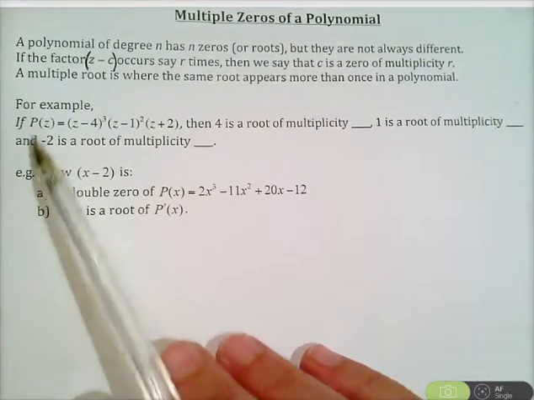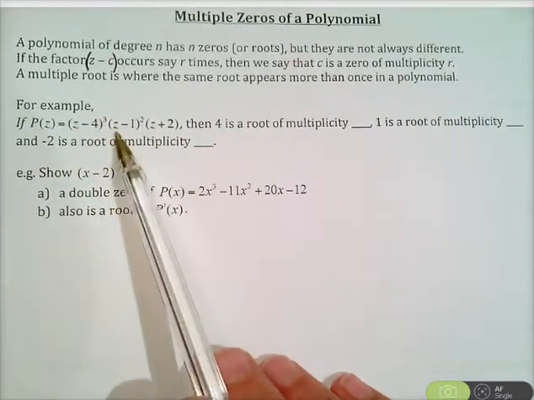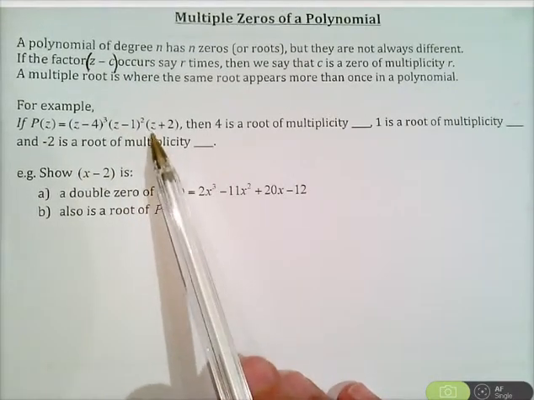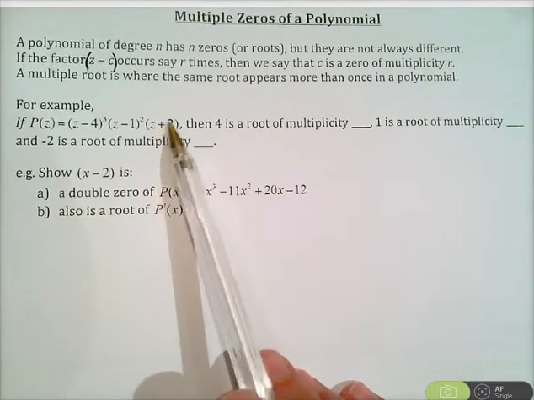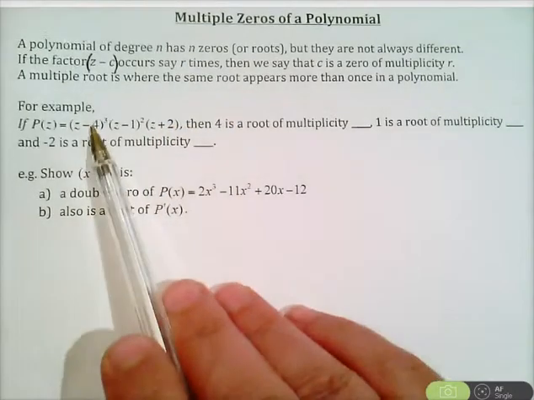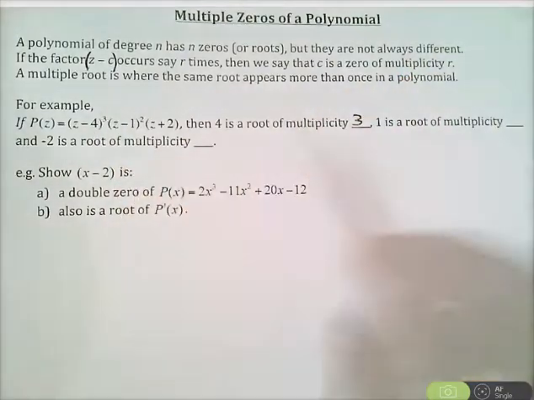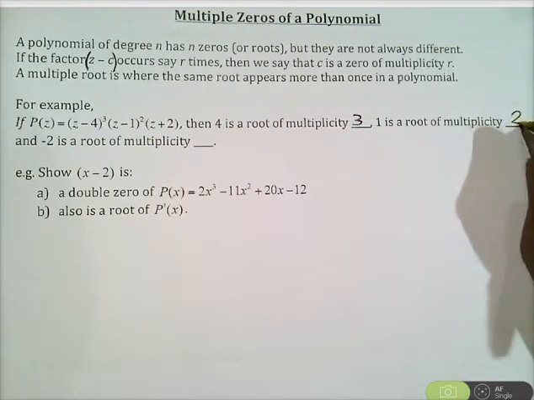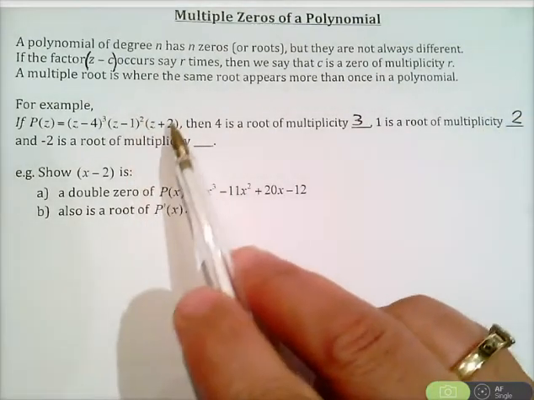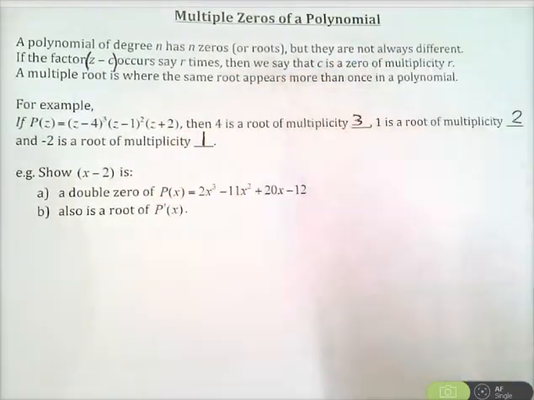For example, if we look at this polynomial in z equals z minus 4 cubed times z minus 1 squared times z plus 2. Now, z plus 2 really is z minus negative 2. Then the 4 is a root of multiplicity 3 because it's z minus 4 cubed. And the 1 is a root of multiplicity 2. And the negative 2, because this is z minus negative 2, is a root of multiplicity 1.